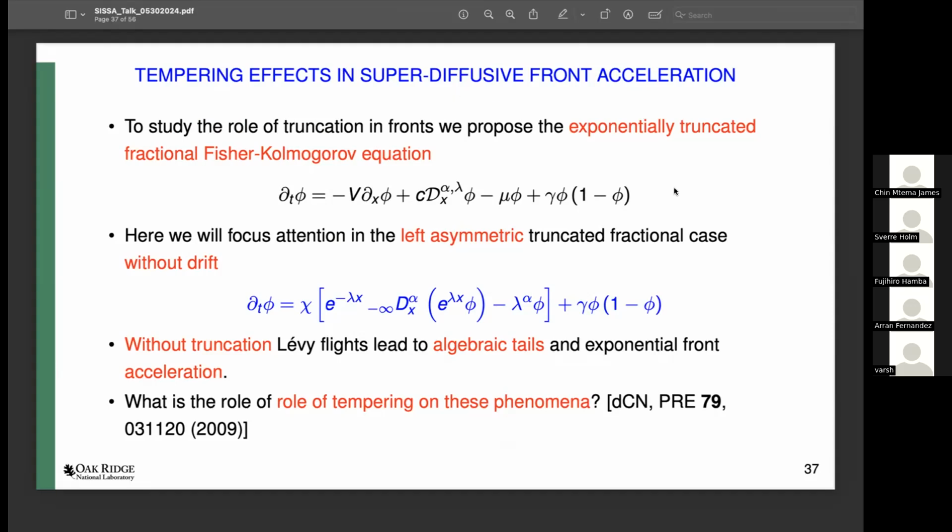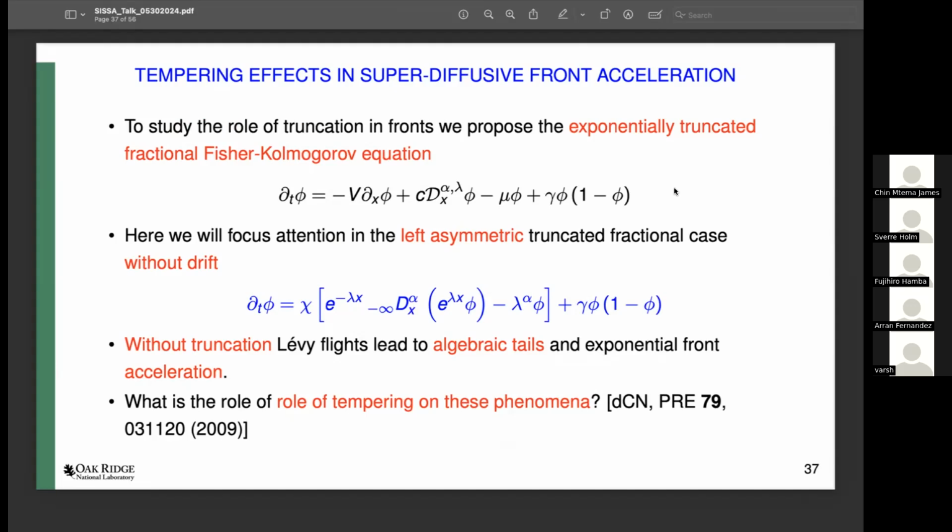Okay, so the idea now here is the following. We know that this flame that is propagating will move at a constant speed. When you have fractional diffusion, you actually have exponential acceleration. But we know that exponential acceleration needs to stop, because otherwise the species will go faster than the speed of light. It will not make any sense. And this is an example of what would happen if, instead of the usual Riemann-Liouville derivative, you put this tempered fractional derivative I proposed back then.